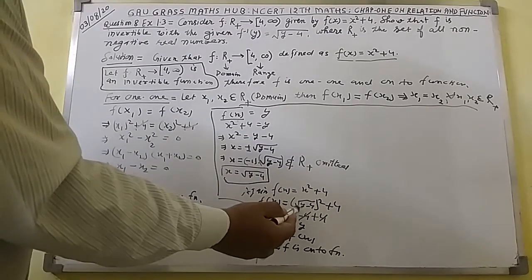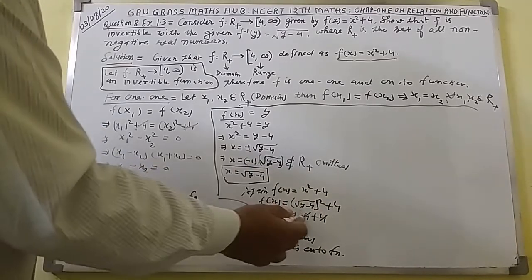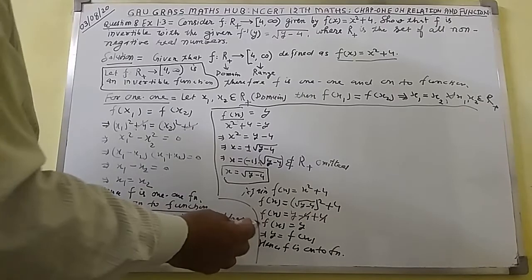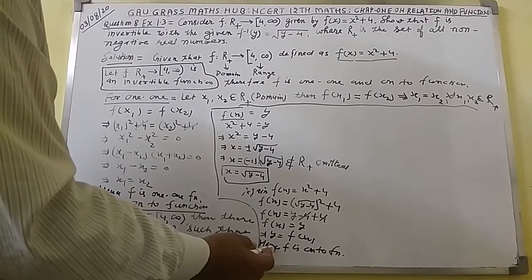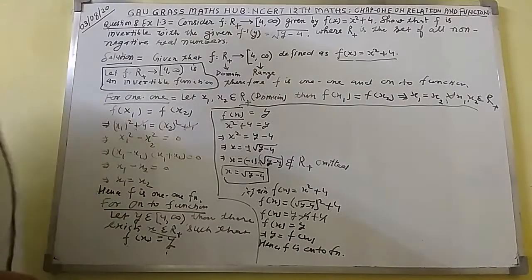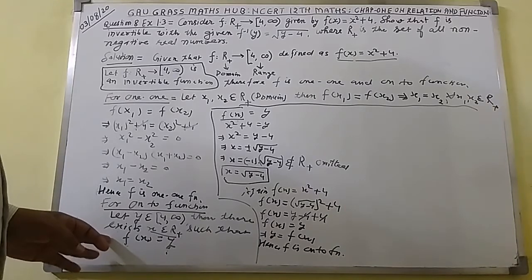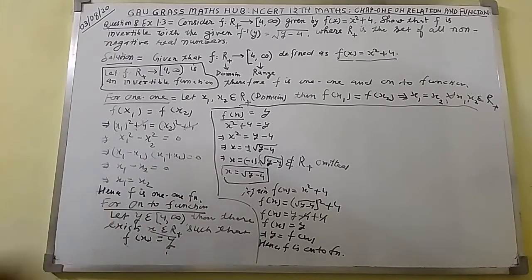This will become under root (y minus 4) whole square. You will get here y minus 4 plus 4, so this minus 4 plus 4 will be cancelled out. You will get here f(x) equal to y, equal to f(x). On this basis, f will be an onto function. So here I have got f is one-one function and f is onto function.